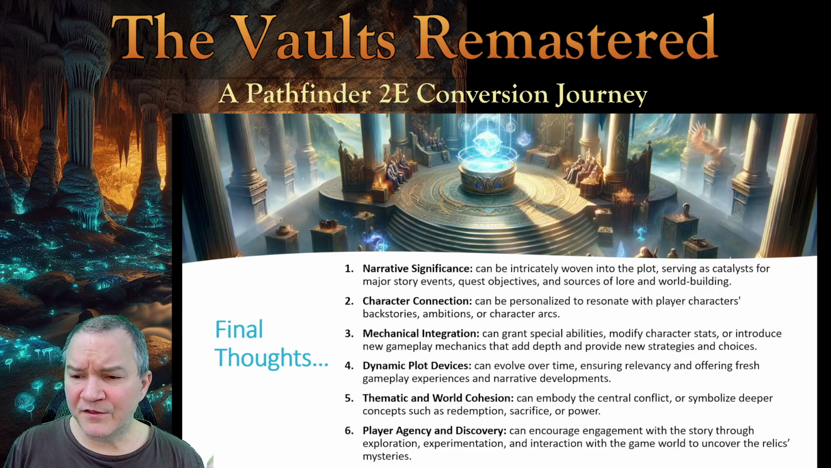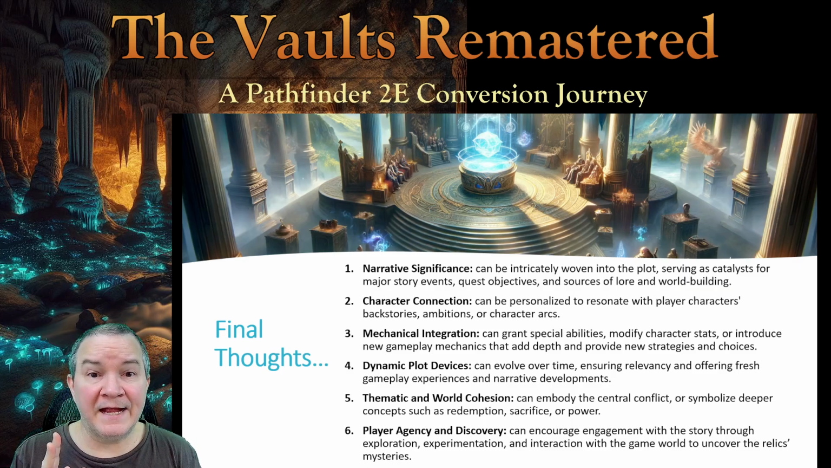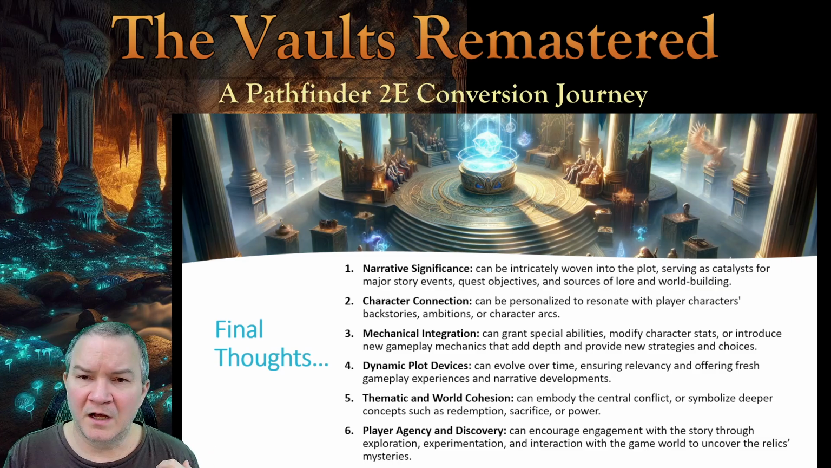Fifth, final thought here is that these relics help with thematic and world cohesion. They can embody the central conflict, chaos and order for me. They can symbolize deeper concepts. Maybe your story is about redemption. Maybe your story is about sacrifice or power. You can have your relics symbolic of these things, and you might only have one or two, where I've got like one for every character. You can come up with just one or two, like the Ring of Power is an example of that.